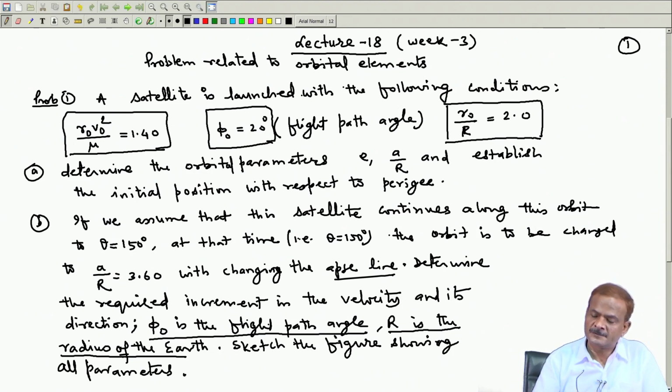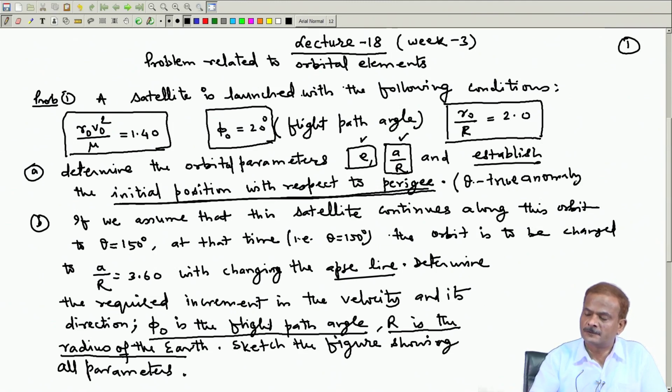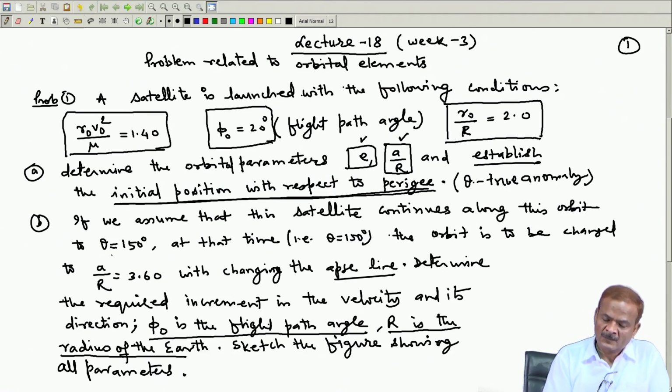Determine the orbital parameters e and a by R. So, the eccentricity and the semi major axis are to be determined, and establish the initial position with respect to the perigee. That means, with respect to the perigee, how do we determine the initial position? This will be determined in terms of theta, the true anomaly. So, this we need to work out, and then we assume that the satellite continues along this orbit, from wherever it has been launched.